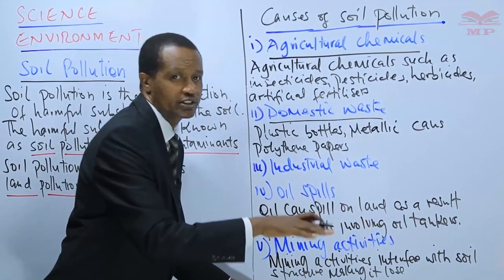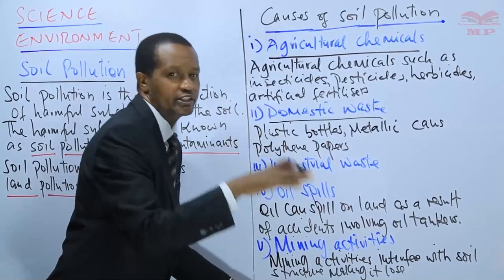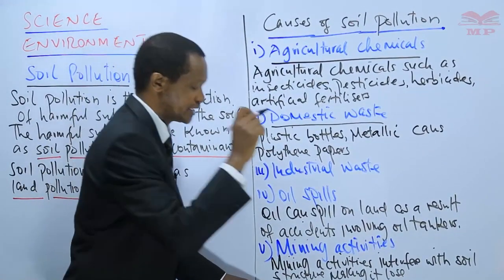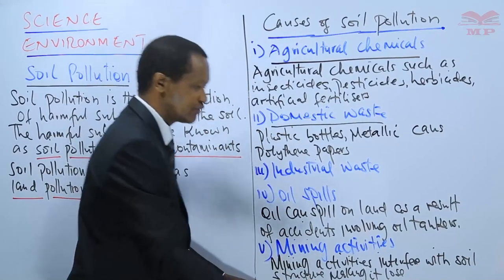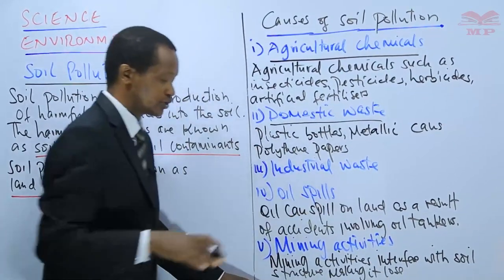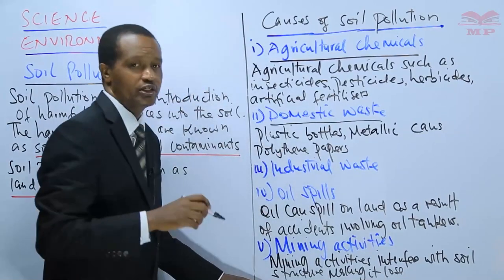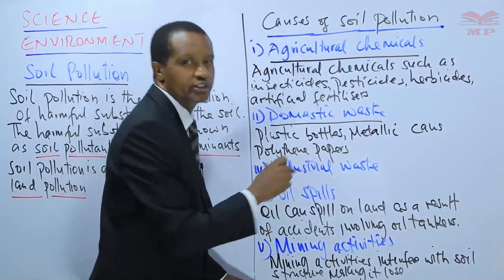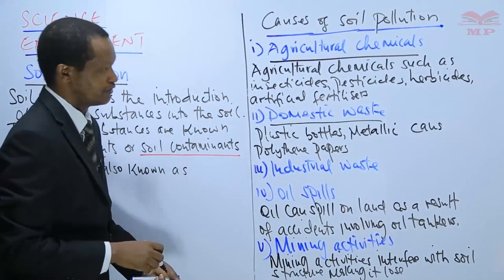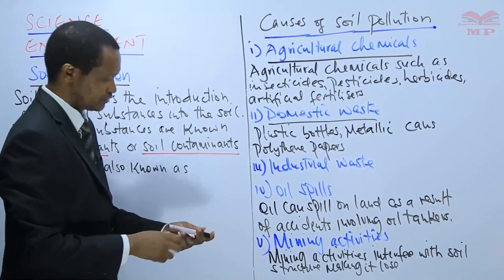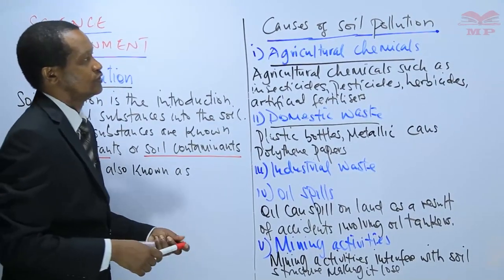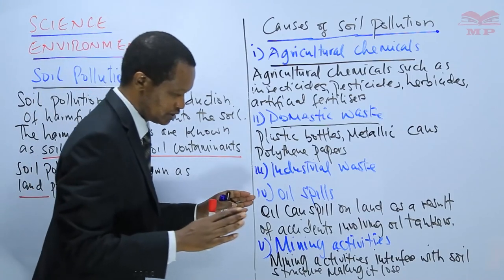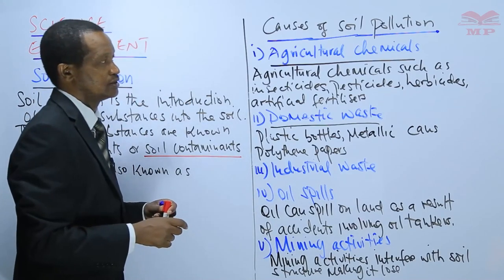It is important to know that excess minerals in the soil are harmful to plants. Plants do not require excess minerals. So when minerals are dug from the ground and they are left on top of the soil, that interferes with the soil, that contaminates the soil, that pollutes the soil. So these are five causes of soil pollution. And we'll stop at that, learners.